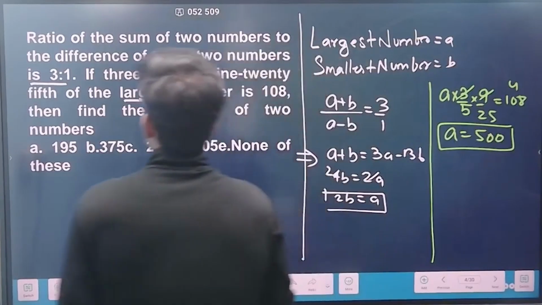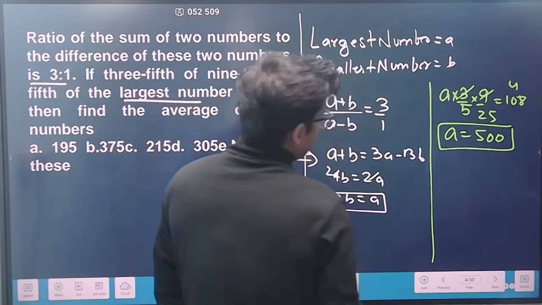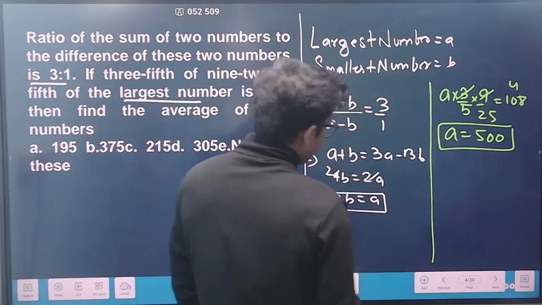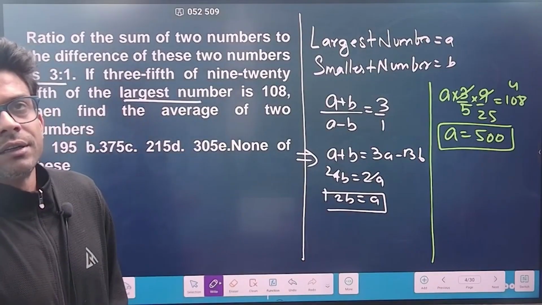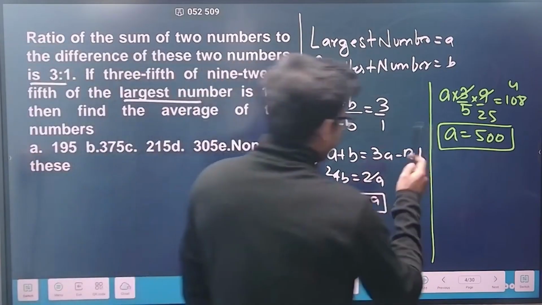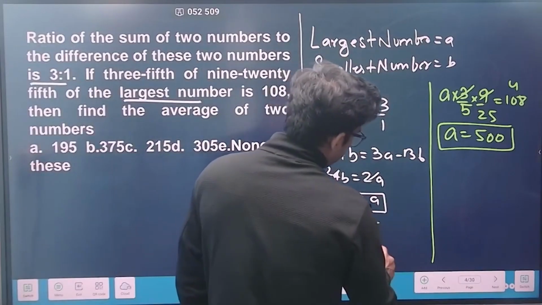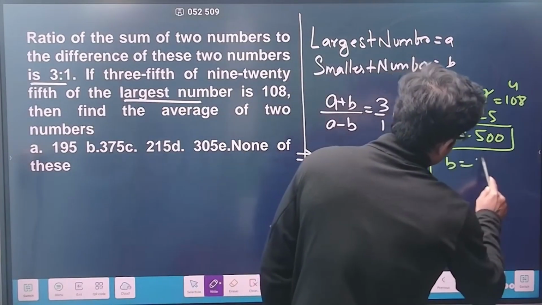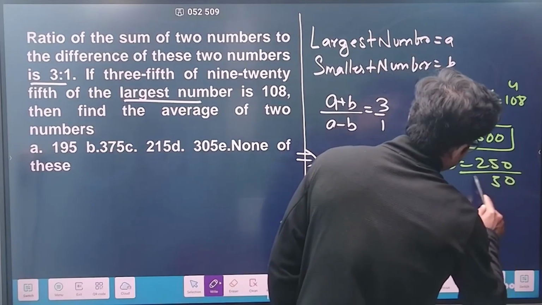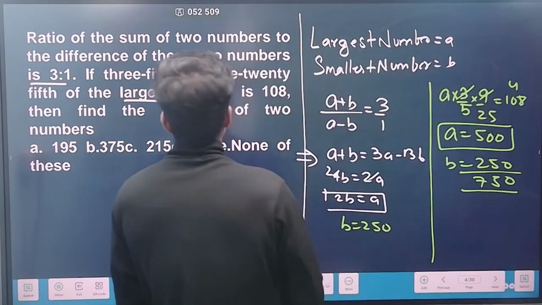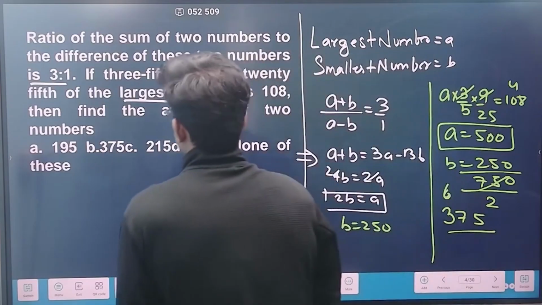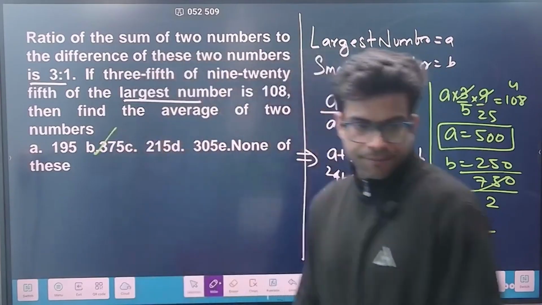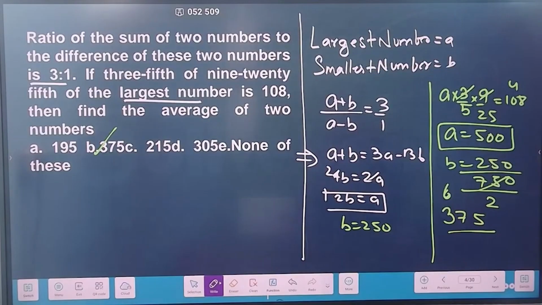Now find the average of the two numbers. The value of A is 500, and A is equal to 2 times B, so B is equal to 250. So 500 plus 250 is 750, divided by 2 for the average. 375 is the answer. It is option number B. I hope this is clear.